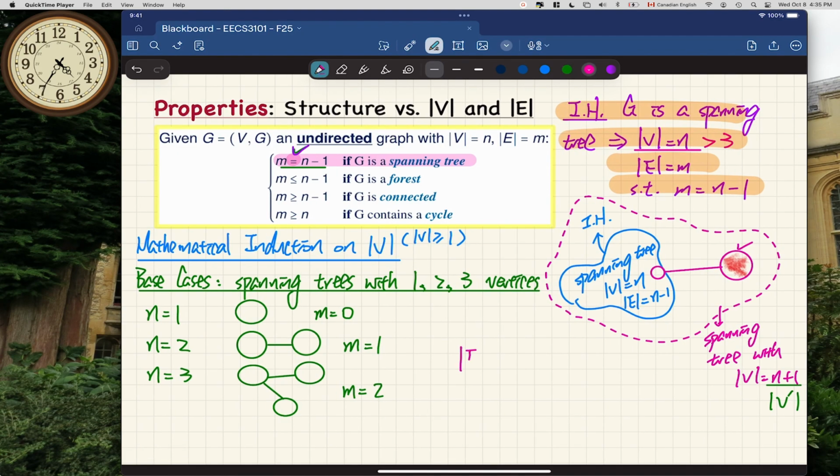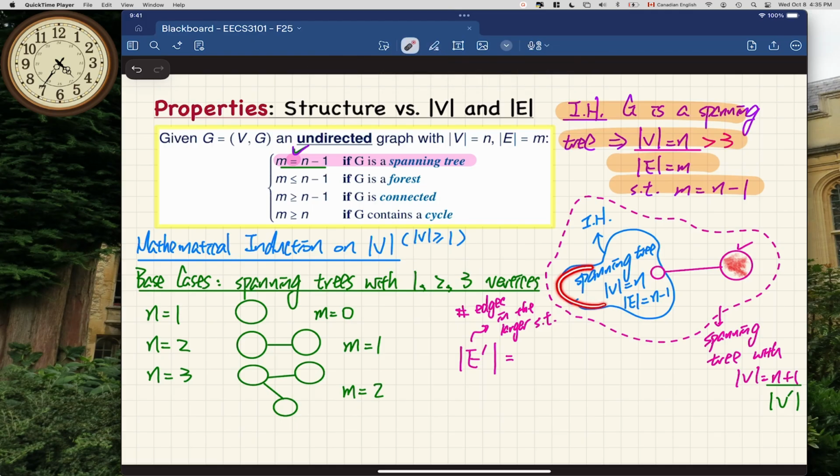E prime will be the number of edges in the larger spanning tree. Let's now try to think about how many edges there are. Basically, it would be however many edges we have in this smaller spanning tree, plus 1, according to the diagram, right? That's going to be basically E here plus 1.